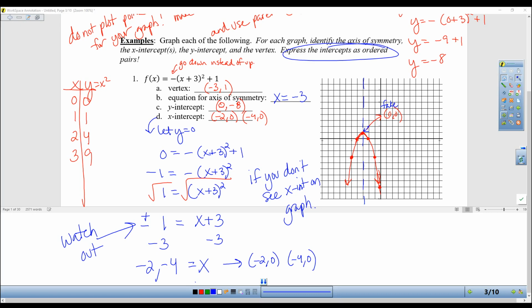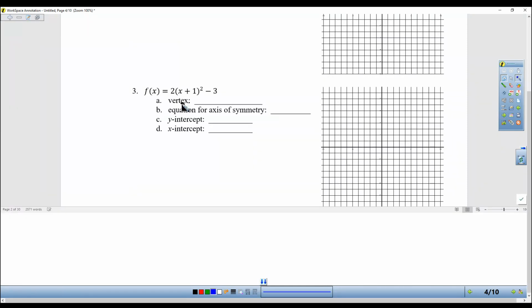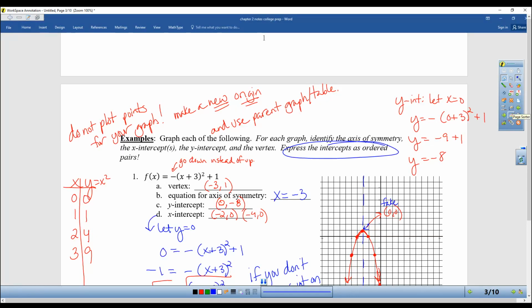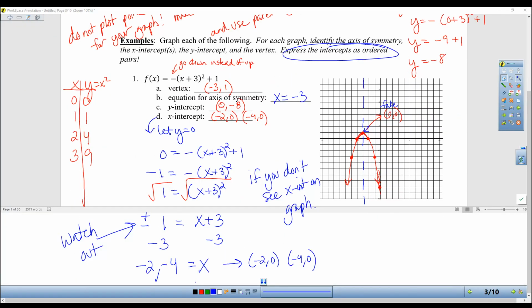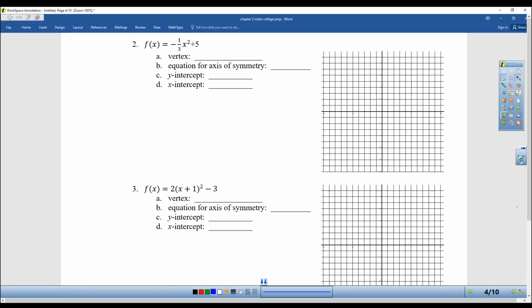All right, let's do another one. I'm picking all little different ones here. So for number 2, I'm on number 3. How'd that happen? Did I miss number 2? Oh, no, there it is. It's just behind my little share thing.